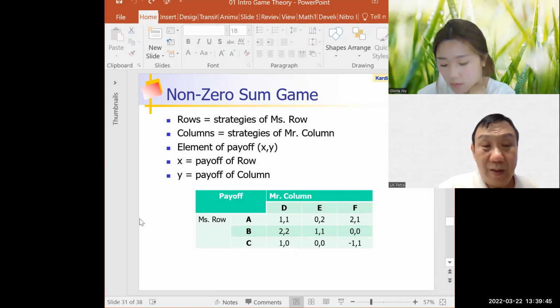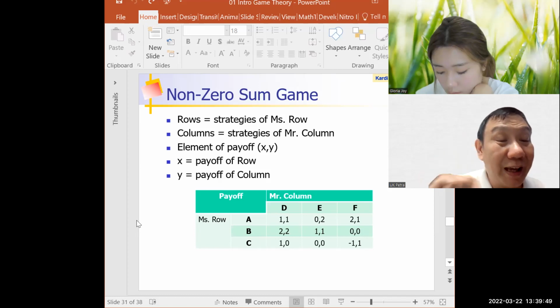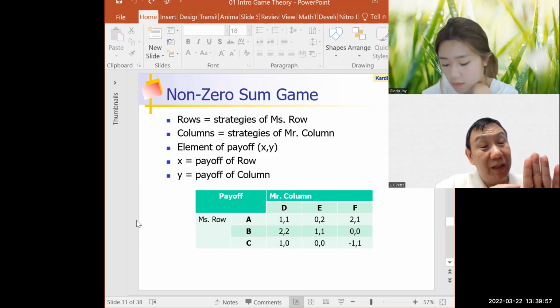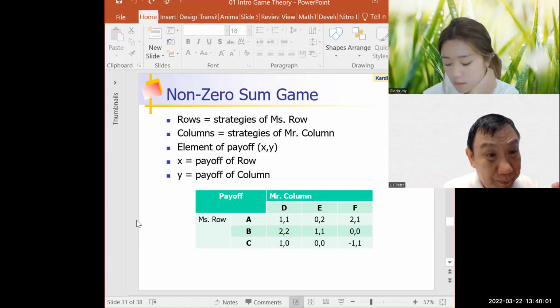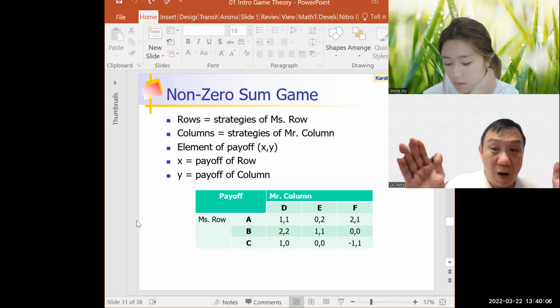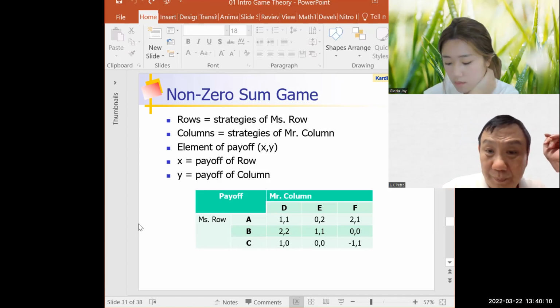Okay, so in a zero-sum game, you have only one number in one cell. In a non-zero-sum game, you have two numbers. Okay, if you have one number, you understand the meaning is the other number is there, but actually negative. Right? But now you have non-zero-sum games, you have both sides, for row and column, in one cell.